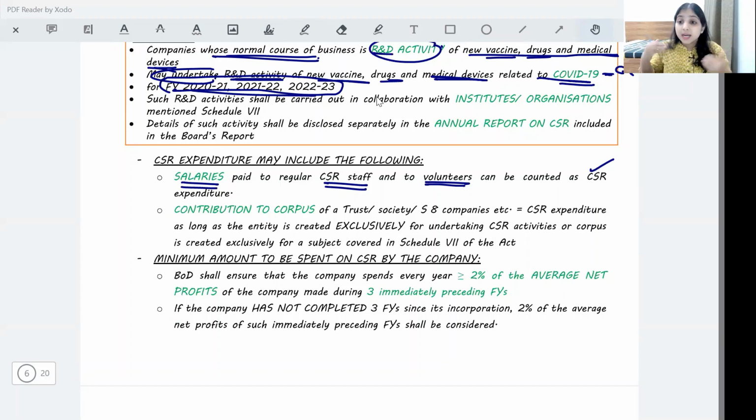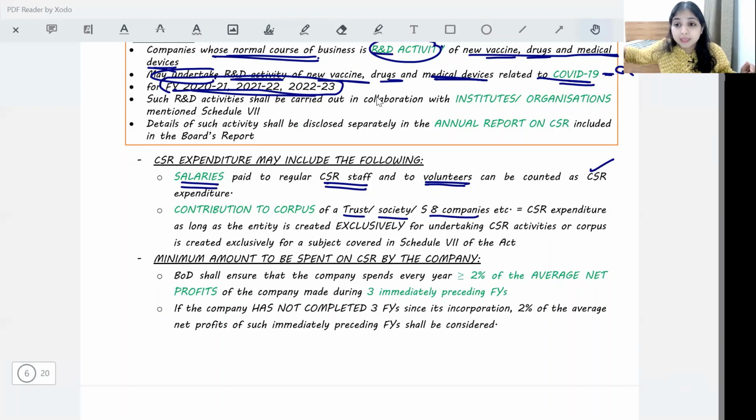Then number 2, a little later, I will be discussing with you that the company can do CSR activity either by itself or through a trust, through a society or through a Section 8 company. In case the company decides to do the CSR activity through another trust, society or Section 8 company, then the company is supposed to inform them for which activity or project the money is to be used.